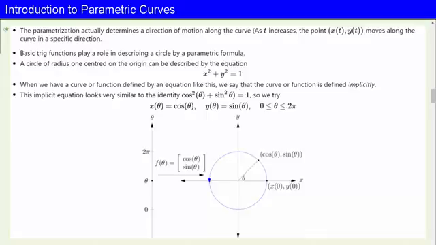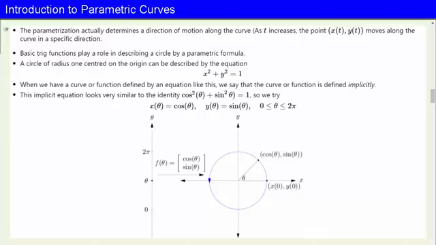Now to the circle. Since our basic trig functions are intimately related to the circle, it is no surprise that they play a role in describing a circle by a parametric formula. Let's start with something very simple, a circle of radius 1 centered on the origin. So this circle can be described by the equation x² + y² = 1. When we have a curve or a function defined by an equation like this, rather than an explicit formula for y as a function of x, we say that the curve or the function is defined implicitly.